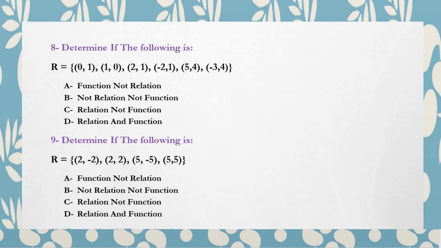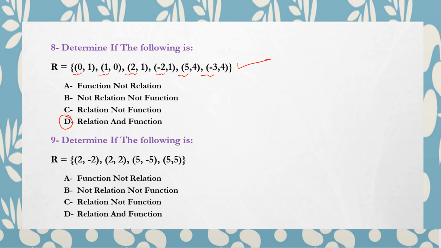Another example, determine if the following is function not relation, not relation not function, relation not function, relation and function. This is a relation in an ordered pairs form. But is this a function? We can see by looking at the values of the domain. There is no value repeated or corresponding with more than one element in the range. So this is a function. This is a relation and a function, and the correct answer is D.